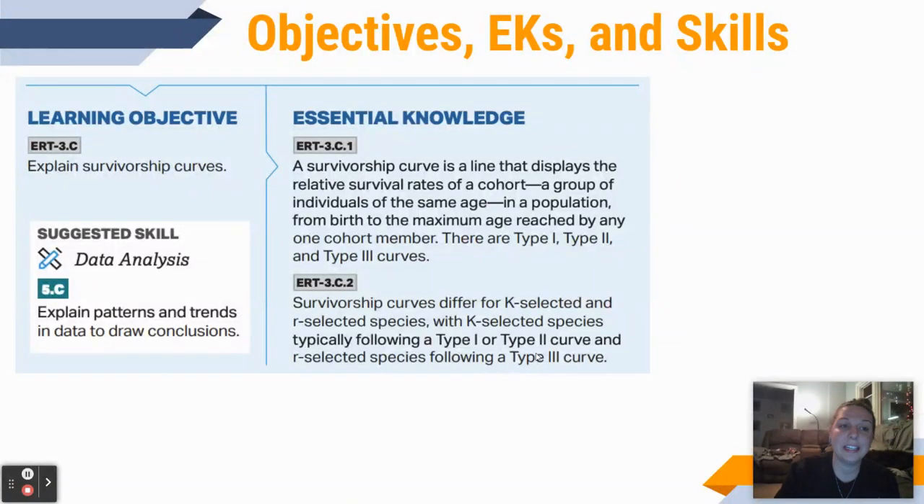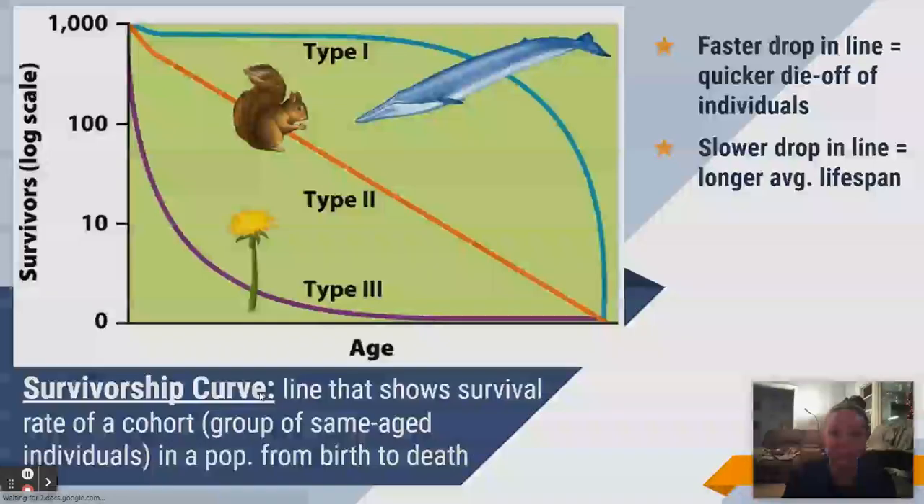So for this, we just need to be able to explain the three survivorship curves. There's type 1, 2, and 3. And then understand that those curves are going to differ for K and R selected species. And for our FRQ, we're going to explain patterns and trends in data to draw conclusions.